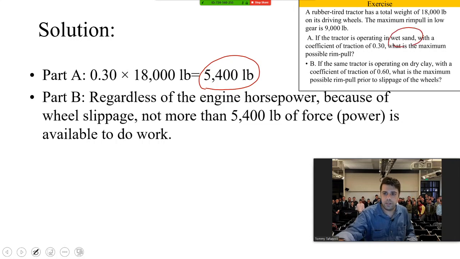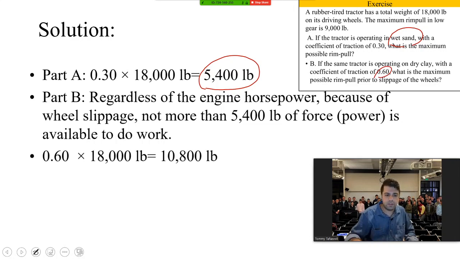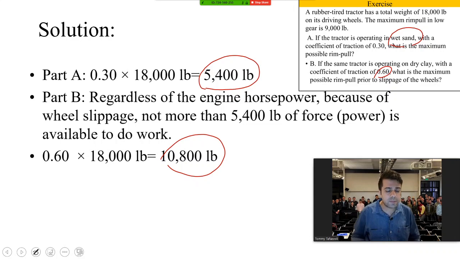So you see it is wet sand. Moving on a wet surface is more difficult than moving on a dry surface, right? So here the coefficient of traction is bigger than the previous one. If you do the math, you simply do 0.6 multiplied by 18,000 pounds, which is the weight of the machine. The answer you get is 10,800 pounds. That's the maximum RIMPL. As you can see, you can get a better RIMPL on a dry surface compared to a wet surface.